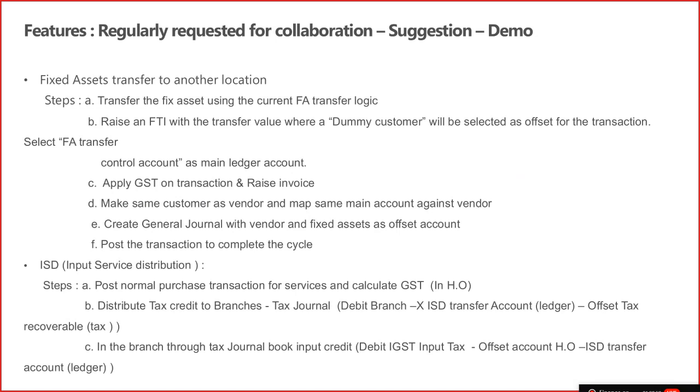And when you post the journal, your dummy account will nullify, your fixed assets control account will nullify, and you have a tax, and the transfer of location of assets will move from one location to another location. This is a little lengthy workaround, but this is the only current option if you want to apply tax on the fixed assets transfer transaction.